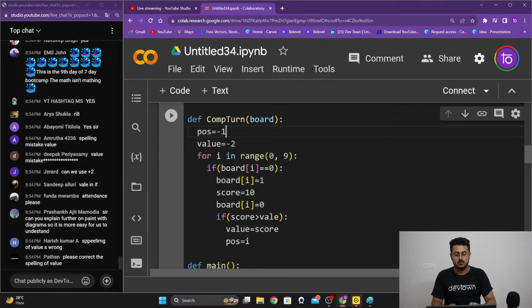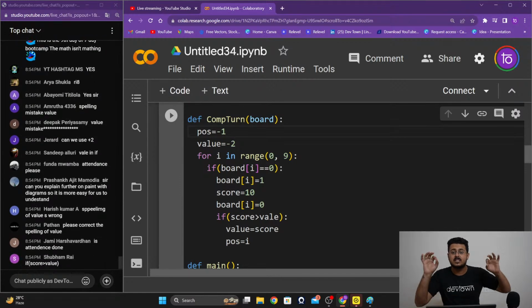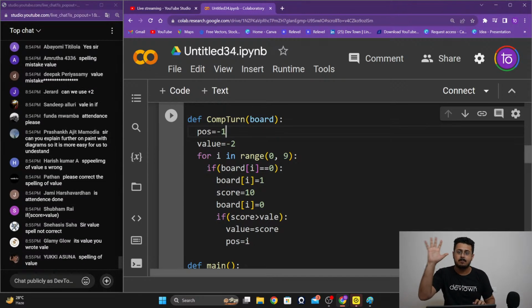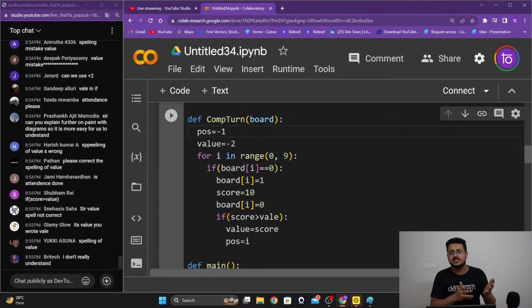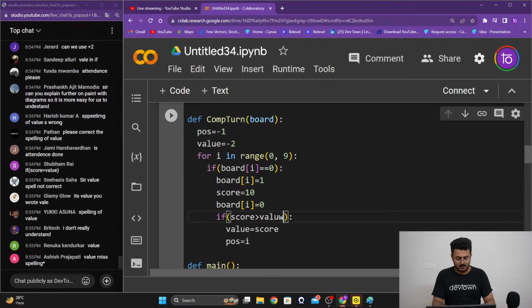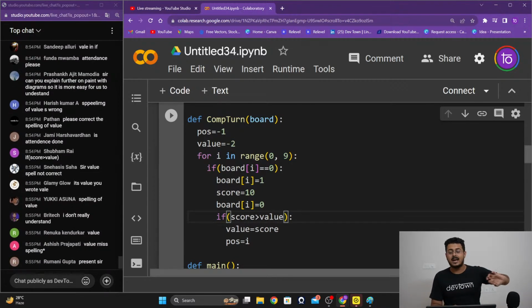Position equals -1. Position is basically the index at which I am going to place my X. It can be from 0 to 8, right? Position, where I can place my X, can only be between 0 and 8. It cannot be -1, so I'm putting the position as -1 initially.